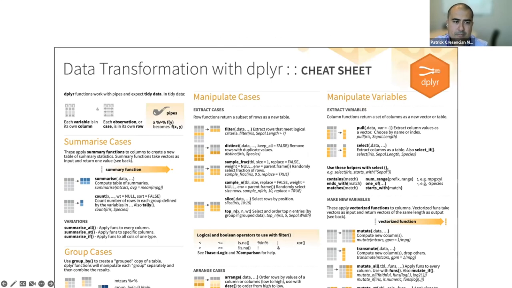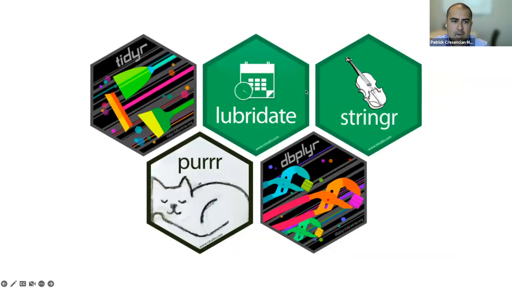These and many other functions are on the dplyr cheat sheet, so I highly encourage you to take a look at that, particularly when you have data transformation issues. And there's a variety of other functions that help you tidy data, deal with dates and times, parse out strings, iterate and do actions repetitively, and query and manipulate databases as well.